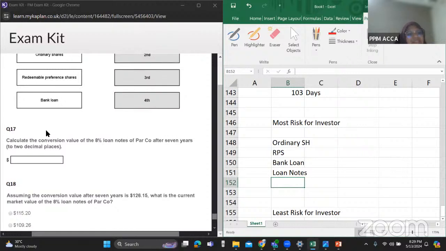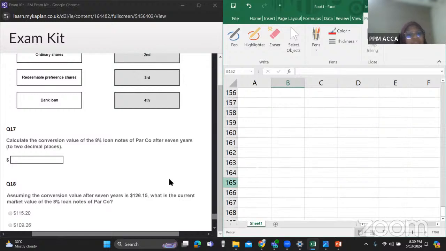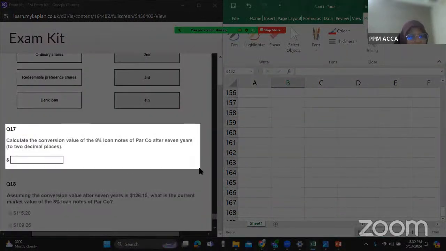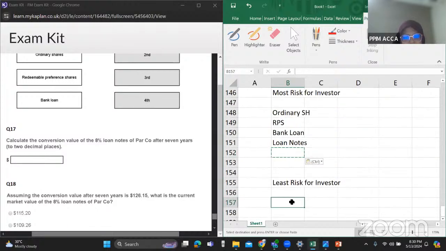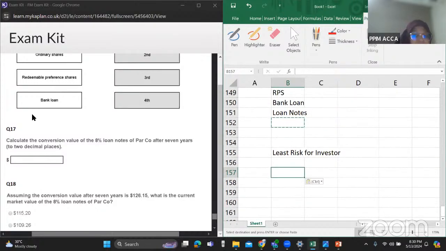Right. So question 17: calculate the conversion value of the 8% loan notes of Power Company after 7 years. Let me do this, since you need the question.